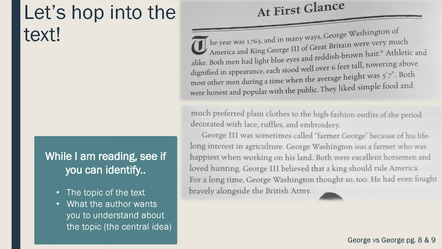George III believed that a king should rule America. For a long time, George Washington thought so too. He had even fought bravely alongside the British Army.